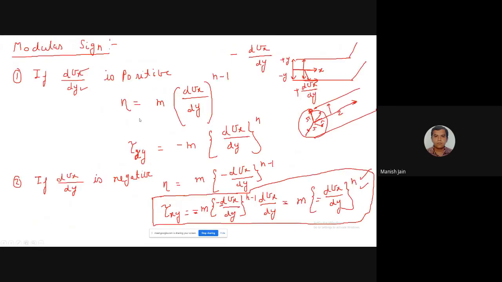Now, when you remove the modulus sign, if the shear rate is positive, meaning with increasing y, velocity is increasing, or with decreasing y, velocity is decreasing, then dvx by dy is positive. When you remove the sign, it will remain the same, so the minus sign will be outside the bracket. But if dvx by dy is negative, meaning when you increase y the velocity is decreasing, then the minus sign will be inside the bracket. So this is the basic difference.